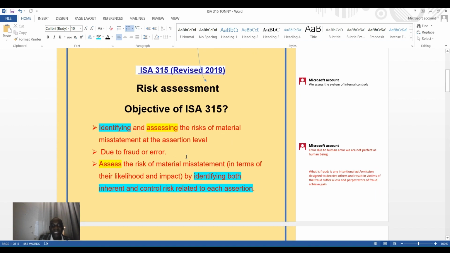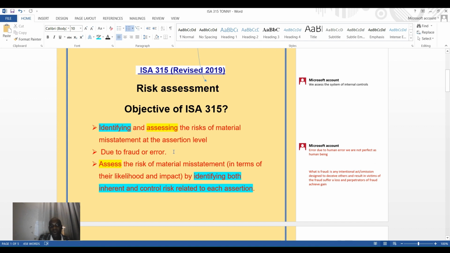And then we assess the risk of material misstatements in terms of their likelihood and impact. Why do we assess or measure the risk of material misstatement in terms of their likelihood and impact? Because we want to identify the significant risk, because the significant risk should be addressed first in terms of the risk-based audit approach. That is why we rank the risk from low to high, so we can identify the high risk areas, so that they can be addressed first.